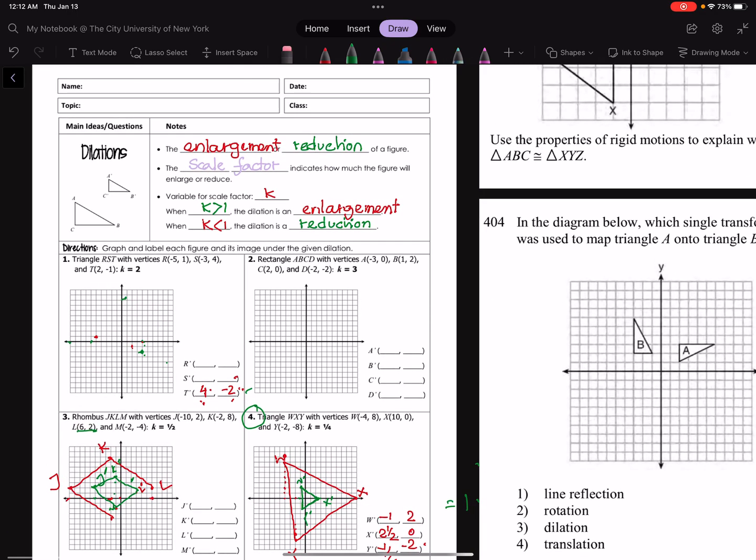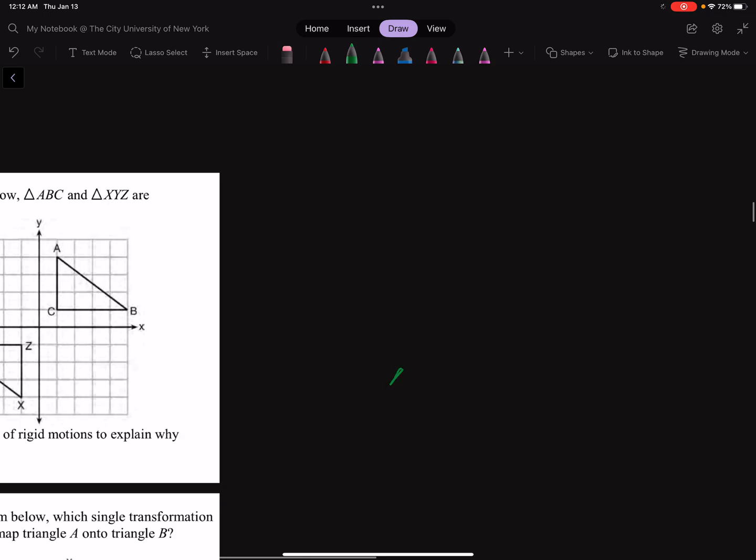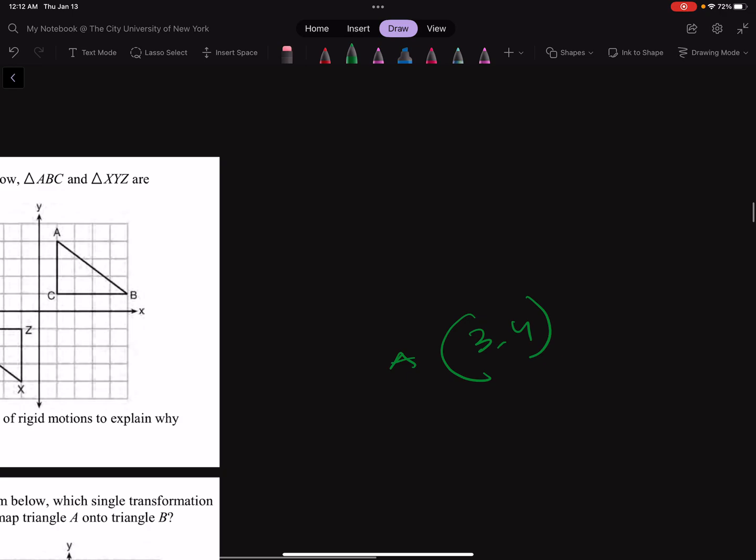So dilation, that scale factor. Okay, so we have worked a lot. If a point is given to you, you just multiply by the scale factor. Let's say if I tell you that there is a point A (3, 4), and I tell you that it is dilated by a scale factor, let's say 2, scale factor 2.